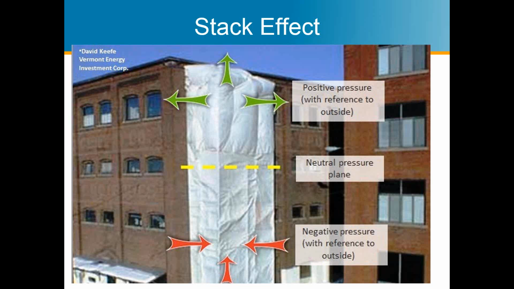And then anytime there's stack effect, there's also the neutral pressure plane. We have no idea where that really is most of the time, and it moves also. But this goes back, and we'll talk about it later too, to air sealing. Air sealing the top of the building and the bottom of the building is more important than air sealing the middle of the building, for that reason, the neutral pressure plane reason.